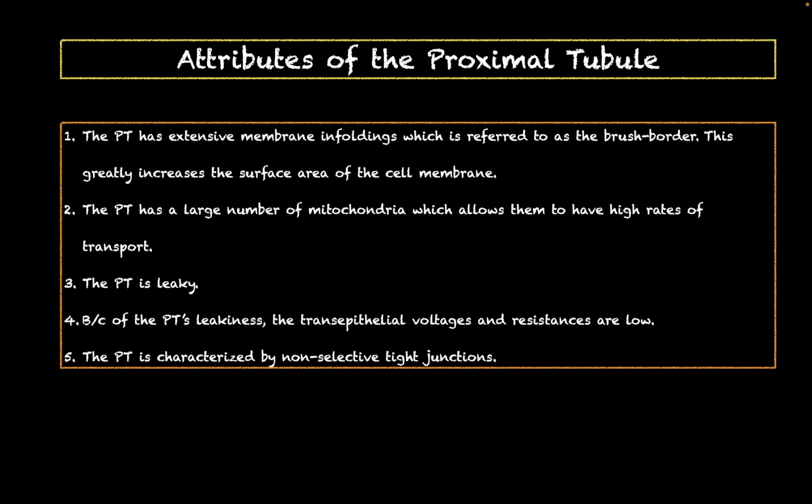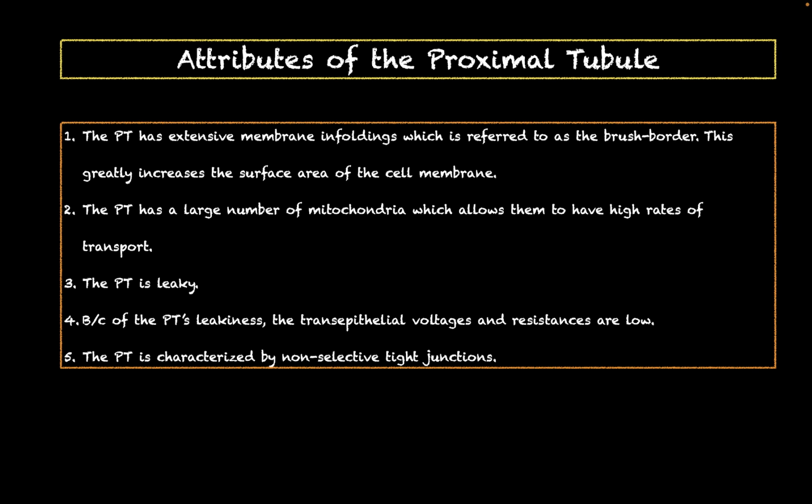So the first attribute is that the proximal tubule has extensive membrane infoldings. And these membrane infoldings are present on the apical membrane, and they're referred to as the brush border. So the brush border serves to basically greatly increase the surface area of the cell membrane.